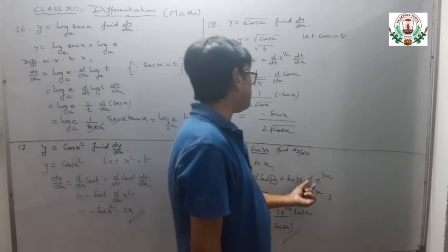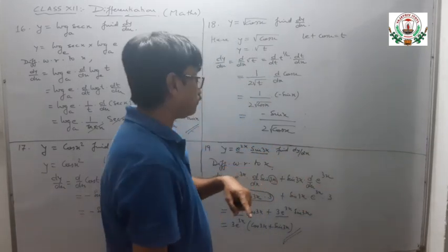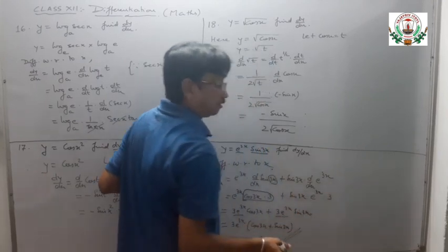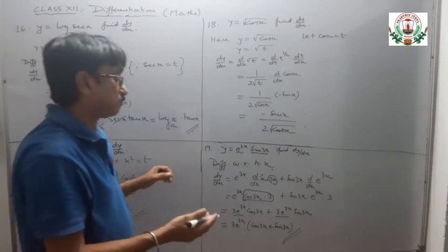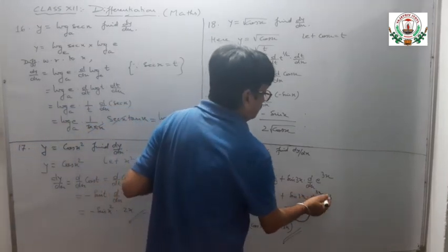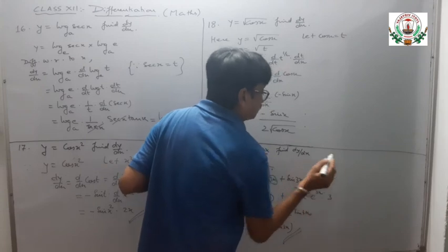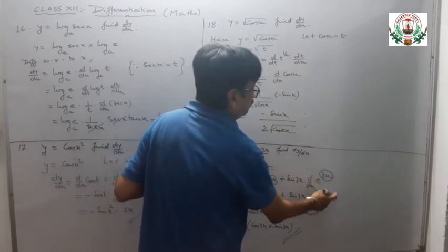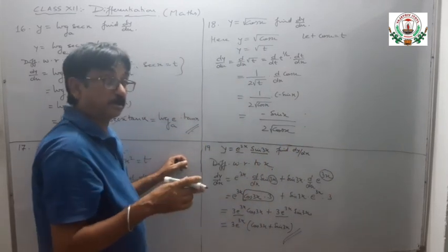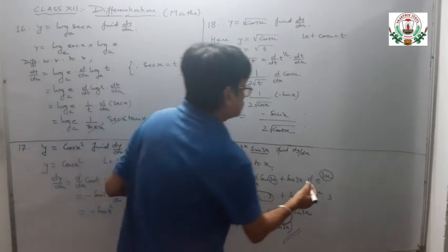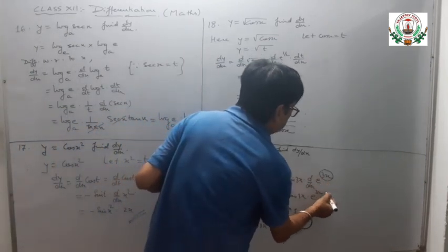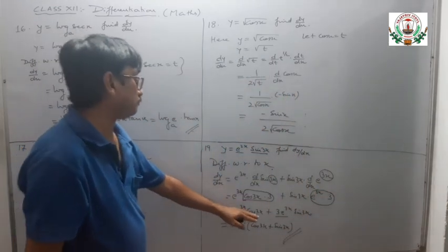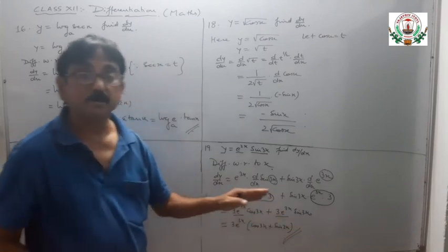Now comes d by dx of e to the power 3x. It is also a function of function. So taking 3x as t, d by dx of e to the power t is converted to d by dt of e to the power t, which is again e to the power t, but t I have taken as 3x, so it becomes e to the power 3x. Now for dt by dx, the value of t is 3x, so d by dx of 3x will be 3. So the differentiation of e to the power 3x is e to the power 3x into 3. Now we do the multiplication and take common, and that will be our final answer.